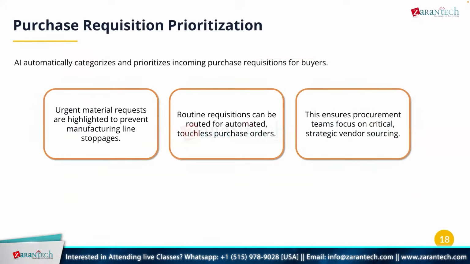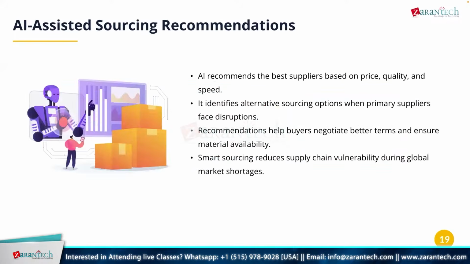So this is how your purchase acquisition prioritization goes. Whenever you have urgent material requests, they are highlighted to prevent manufacturing line stoppages, and you can go for this. And routine requisitions you can route for automated touchless purchase orders, where you can go directly and ask a machine and the machine will initiate that. And then the procurement teams focus on critical strategic vendor sourcing, which is very important. That is also one of the important points. So these are all the AI sourcing recommendations. Just have a look at it.